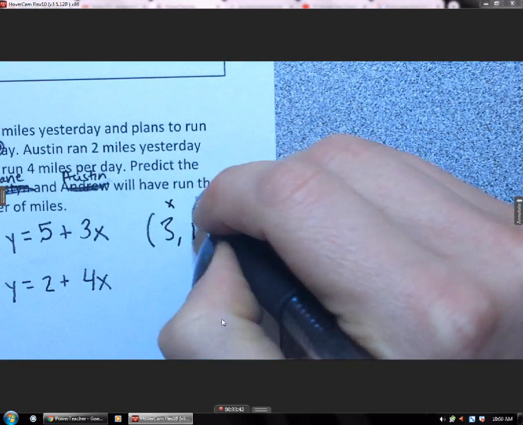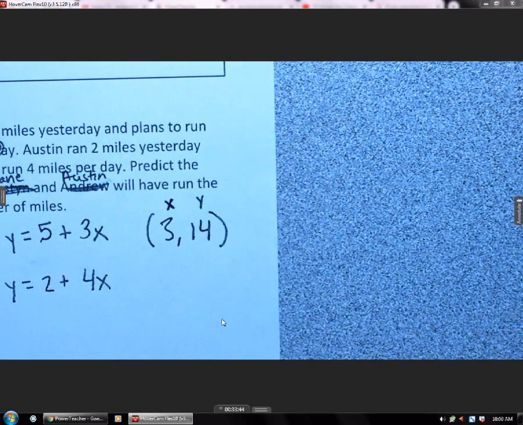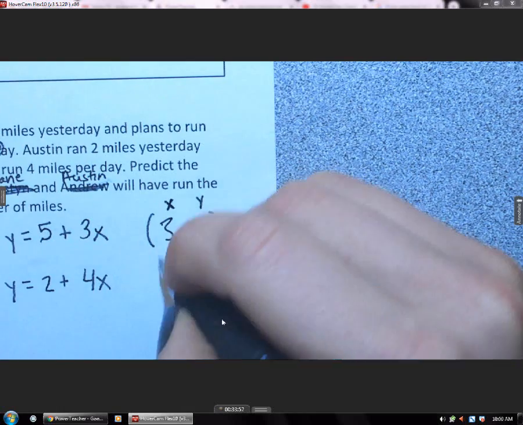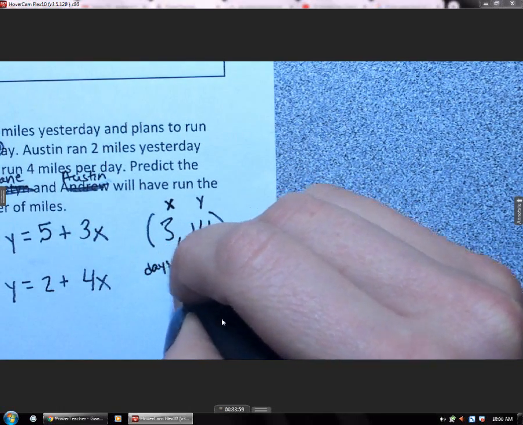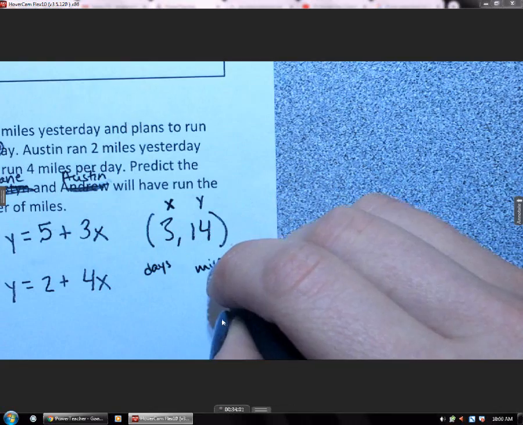This is x and y, right? Not quite. Okay, I'll help you in a minute. What does the x represent in this situation? X represents days or miles? Days. Y represents miles.